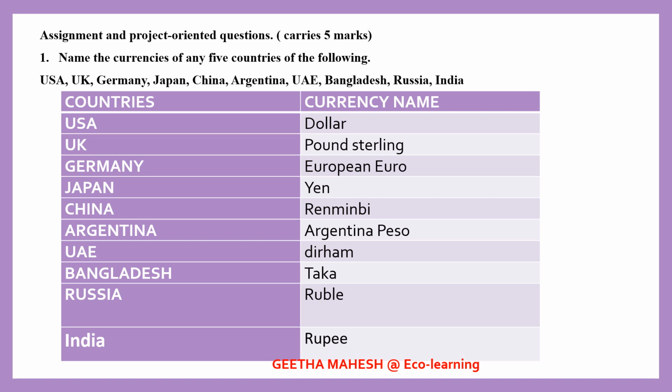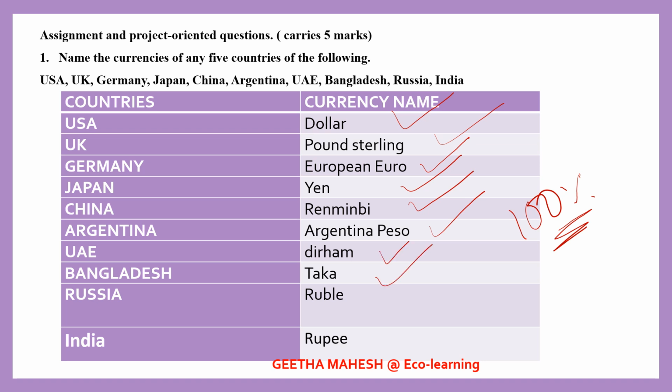Dear students, the last one is this, and even this one you can think as 100%. Okay, 100% expected practical oriented question. USA dollar, UK pound sterling, Germany European euro, Japan yen, China renminbi, Argentina peso, UAE dirham, Bangladesh taka, Russia ruble, India rupee. Okay, so they will ask you to name the currencies of any 5 countries from the following. But learn all these things.